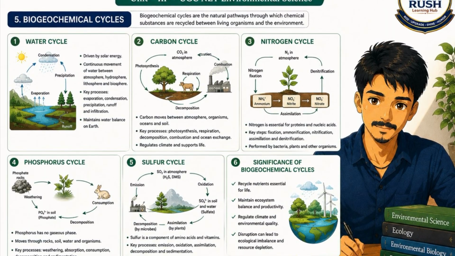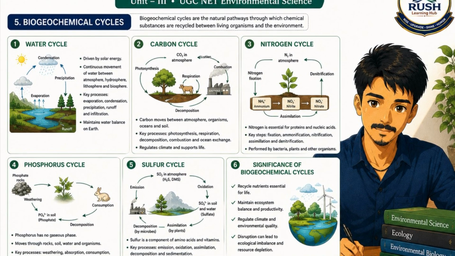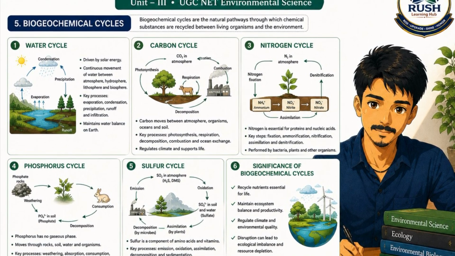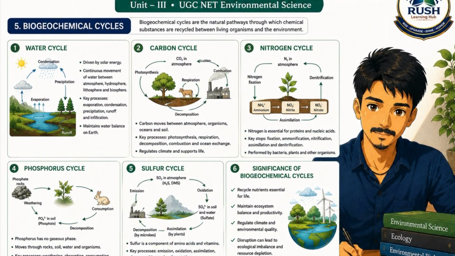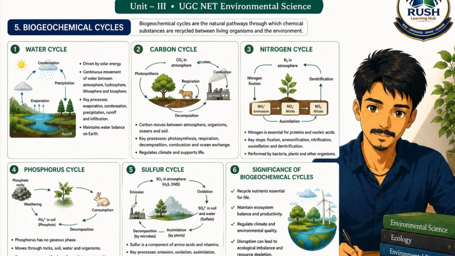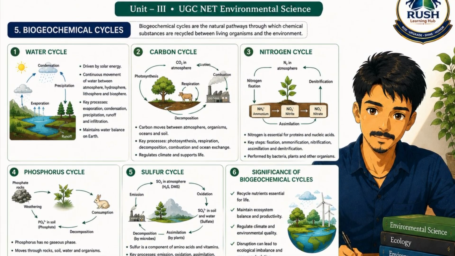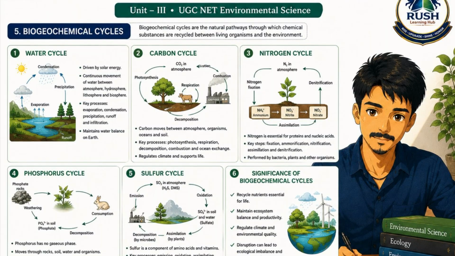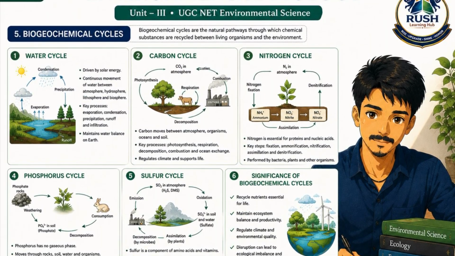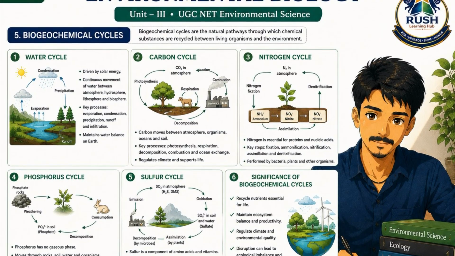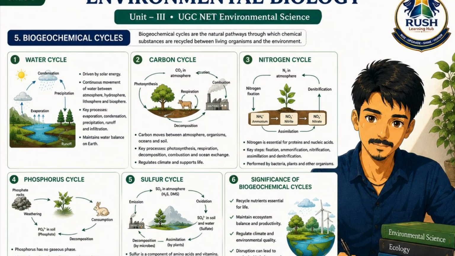Biogeochemical cycles perform several ecological functions. They ensure the continuous availability of nutrients, maintain ecosystem productivity, regulate environmental quality, and connect biotic and abiotic components of ecosystems. Any disruption in these cycles can lead to ecological imbalance, reduced soil fertility, eutrophication, and climate change. Therefore, biogeochemical cycles are fundamental to ecosystem functioning and sustainability.